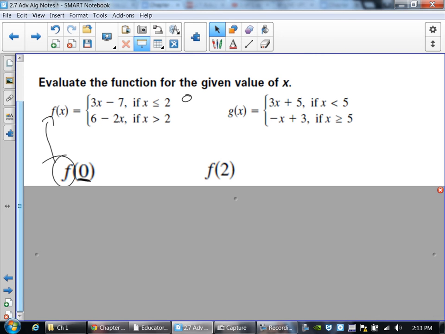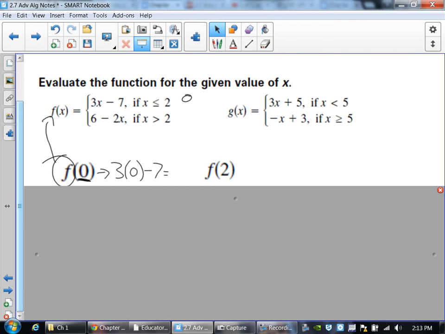Yeah. So it's domain dependent as to which one you substitute in for. It is quite literally that. You are just looking to see where it falls. So f of 0 just winds up being 3 times 0 minus 7, which is negative 7. You didn't need your calculator for that, did you?